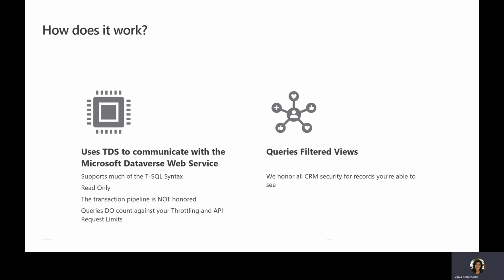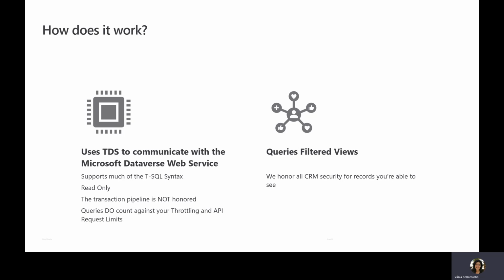About the throttling and API request limit: these queries will count against your throttling and API request limit. So you will need to keep this in mind when you are creating those queries.